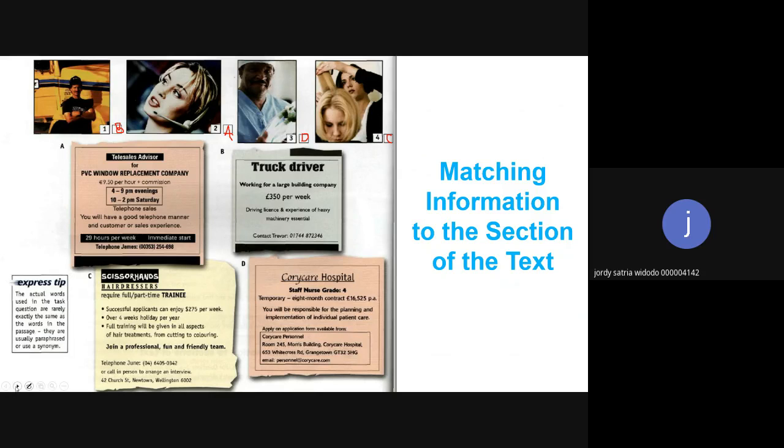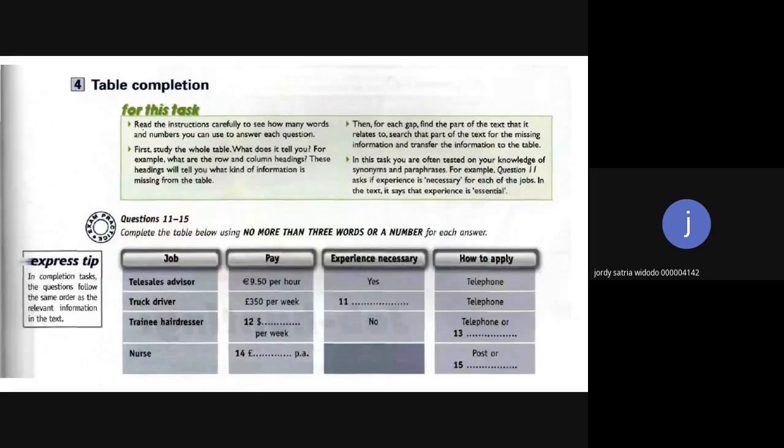And then the next one. So table completions. This is the first feature, or the first question type, that you will encounter in the IELTS reading test. So let's read the instruction. Read the instruction carefully to see how many words. This is really important, very crucial. How many words and numbers you can use to answer each question, because if you exceed the number of words required by the question, it will be considered incorrect.